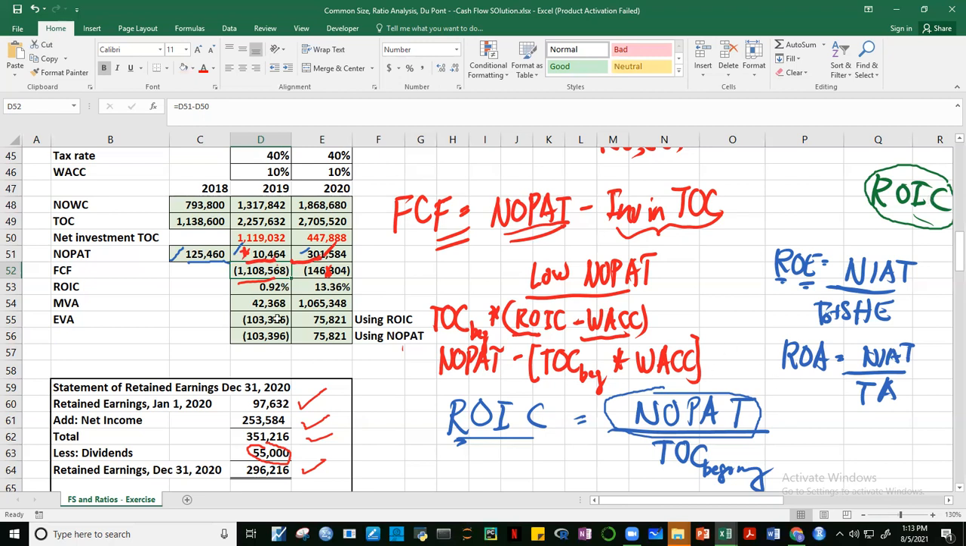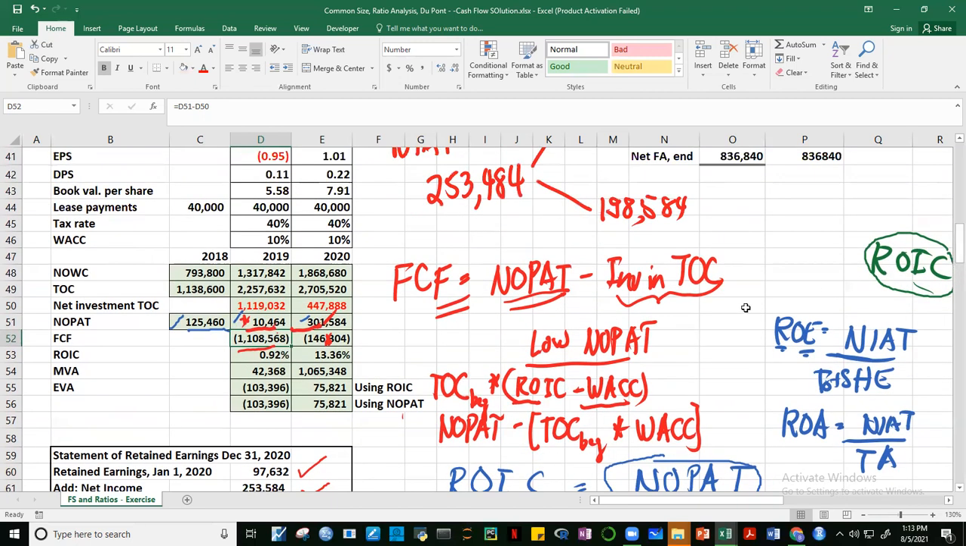So, we now go to ROIC. Yung concept ng ROIC, guys, it's a ratio. And the use of ROIC, we can compare the efficiency or the profitability or the performance of companies using this ratio. Take note, ROIC is a ratio, guys, di ba? It's your NOPAT divided by your TOC beginning. So for 2019, D51 is your NOPAT divided by the TOC beginning, okay? And it turns out that our ROIC is 0.92.